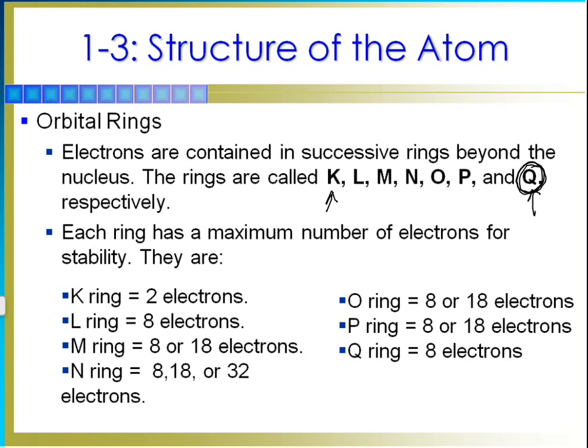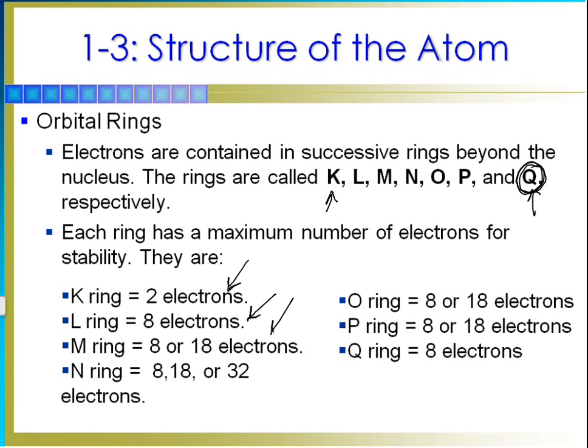And then the rest of the rings have got varying numbers. Okay, K ring, you can only have 2 electrons in. L ring, maximum of 8 electrons. Now these are maximums. These are not exact. You know, what's going to be in that ring. These are the maximum numbers.